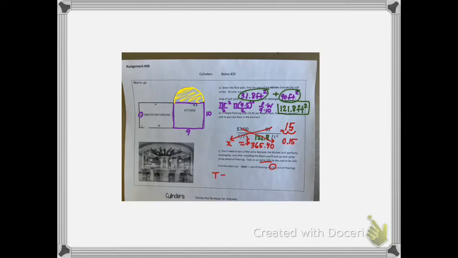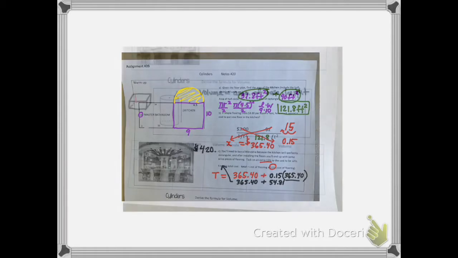So the total cost is the cost of the flooring, which was $365.40, and then we want 15% of that. Essentially you're taking 0.15 and multiplying 365.40. 15%, as if you're leaving a 15% tip, you would take the total and multiply it by 0.15. So this is 365.40 plus 15%, which would be $54.81. If I add these together, I get a total of $420.21.